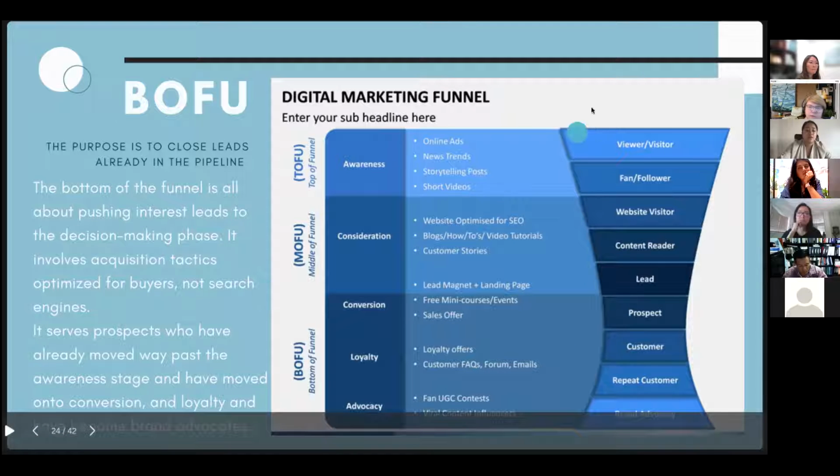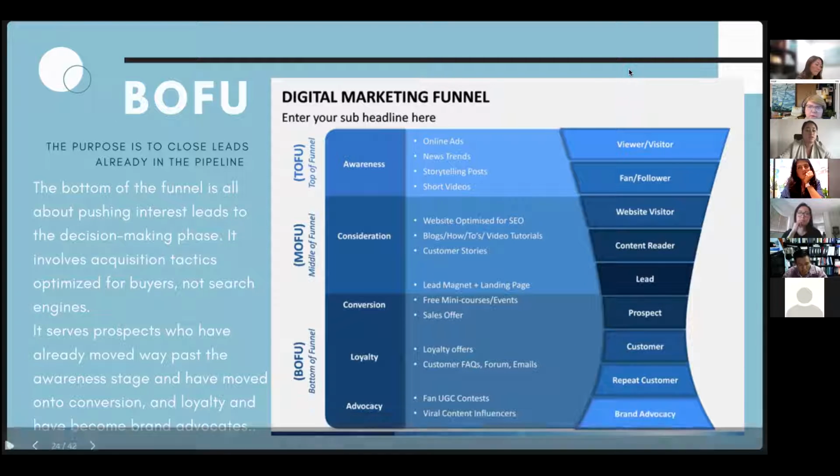The bottom of the funnel is, of course, all about pushing interested leads to the decision-making phase. It's going to involve acquisition tactics optimized for buyers and not for search engines. It serves prospects who have already moved way past the awareness stage and have moved on to conversion and loyalty and essentially have become brand advocates.